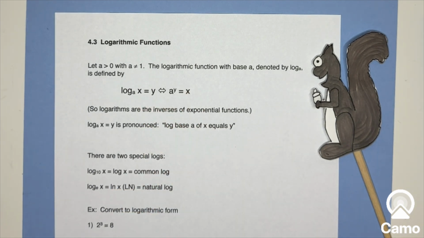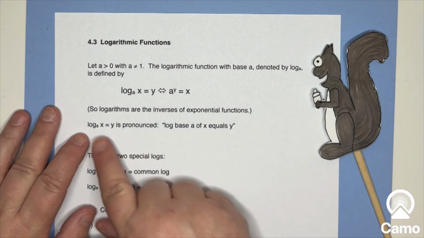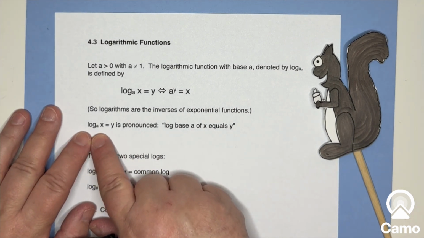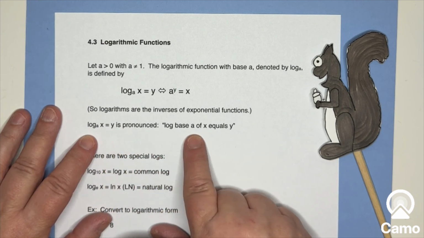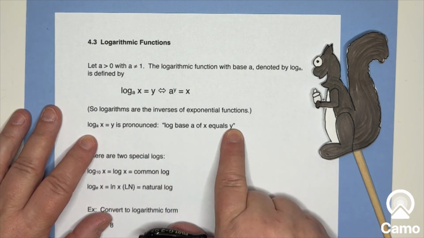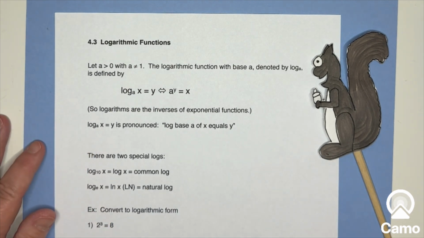Now, I imagine the first time or the 12th time or maybe even the 100th time you see this, it's not going to make as much sense as you'd like it to. But we're going to get to examples down here, and hopefully by then it will make sense. But let's just talk about a few things first. Log base a of x equals y is pronounced log base a of x equals y. So you may want to practice that.